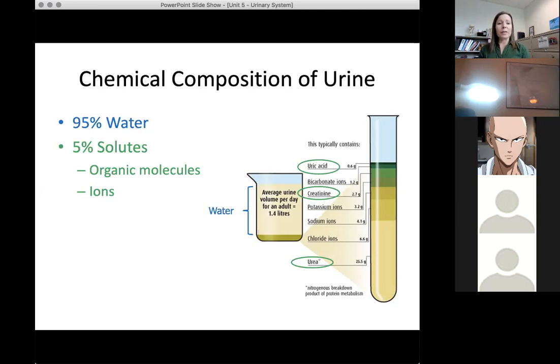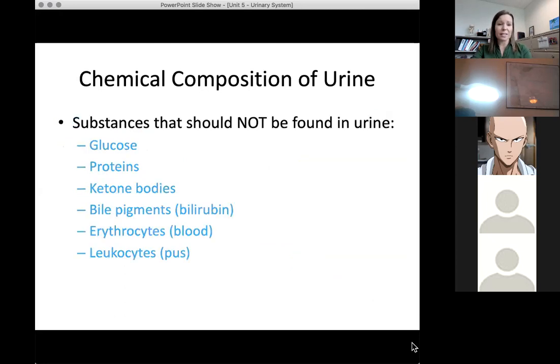So those are the main organic molecules, and then the major ions are listed here that are found in urine too. All right, let's go through this table really quickly. We talk about a couple of these in lab. So if you see certain substances in urine that are abnormal, it can indicate certain conditions and diseases. So all the things that are listed should not be present in urine. If they are, you can see the name of the condition and the possible causes.